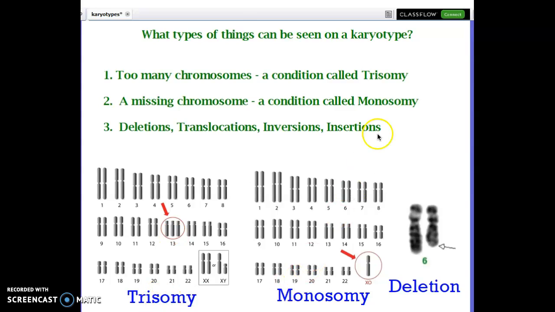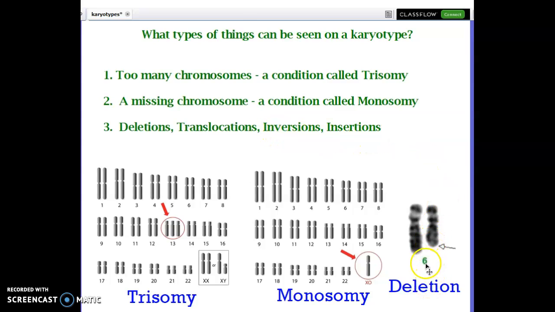It's called trisomy, just like a tricycle has 3 wheels. You can have a missing chromosome, which is called monosomy. Mono means 1, like here. See how this one's supposed to have 2 and it only has 1? And then if you remember when we studied DNA, deletions, translocations, inversions, and insertions.